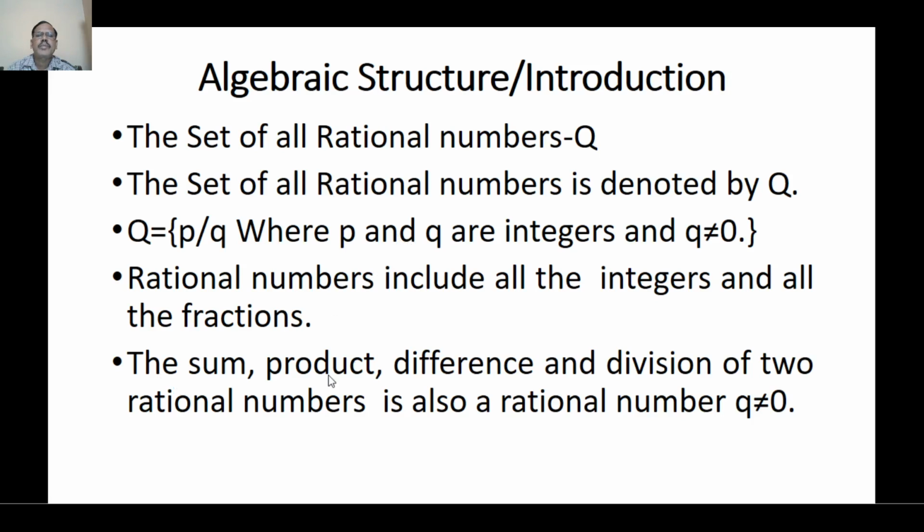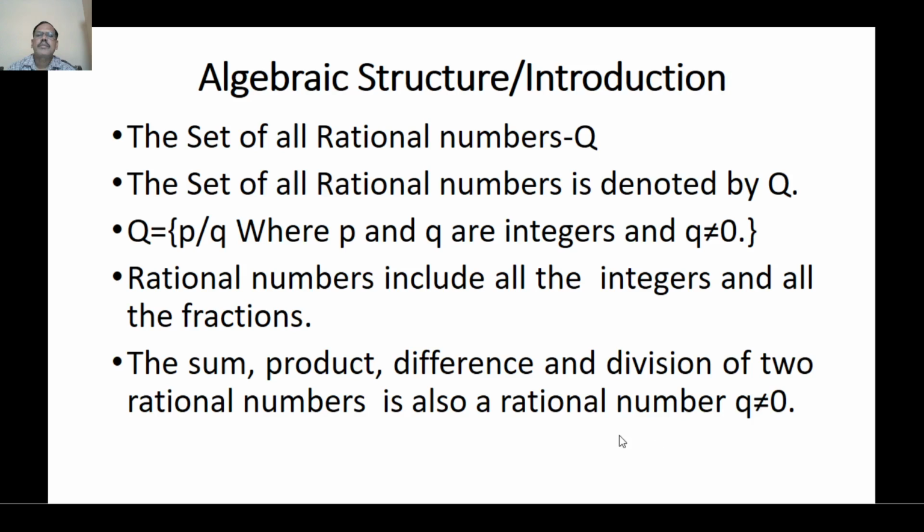Here also the sum, product and difference are binary operations. And you observe that the division of two rational numbers is allowed except when the denominator is equal to 0. So 5 by 0 is not allowed, 6 by 0 is not allowed. 0 by 3 is 0, 0 by 10 is 0, but 10 by 0 is not allowed.